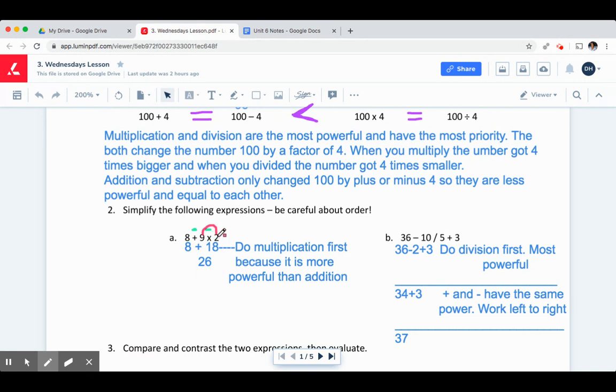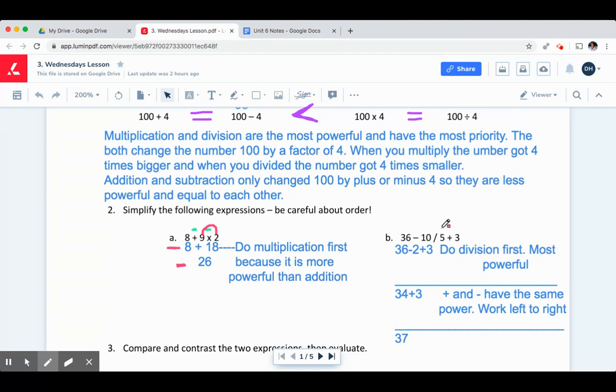9 times 2 got me 18. So I rewrote the next line of my work as 8 plus 18. And then I finish solving by adding 8 and 18, and I get 26. Let's try with part B.